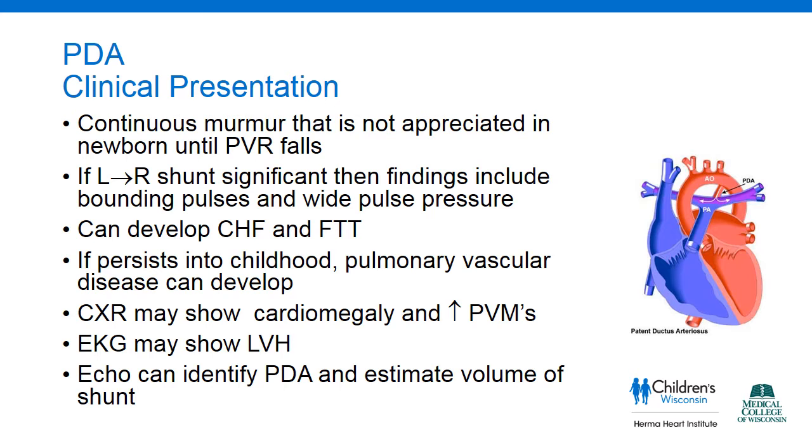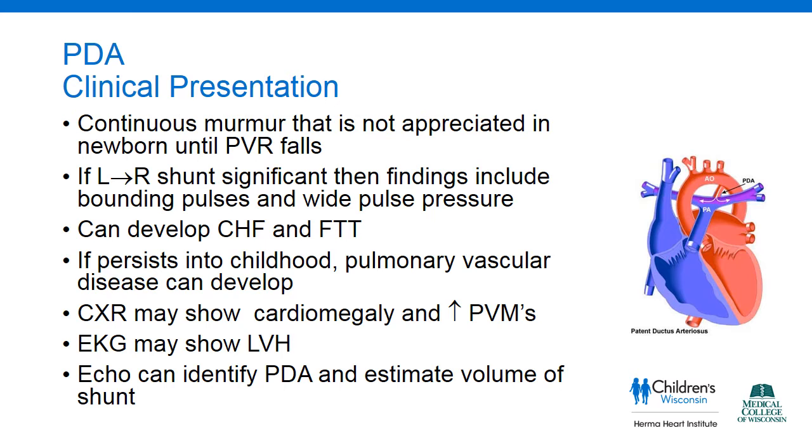If there is a significant left or right shunt, then the patients might have bounding pulses and wide pulse pressure, and they can develop congestive heart failure and failure to thrive. Sorry, I abbreviated those. Congestive heart failure and failure to thrive. If it persists into childhood, pulmonary vascular disease can develop. So that's why we usually give them time to close spontaneously.